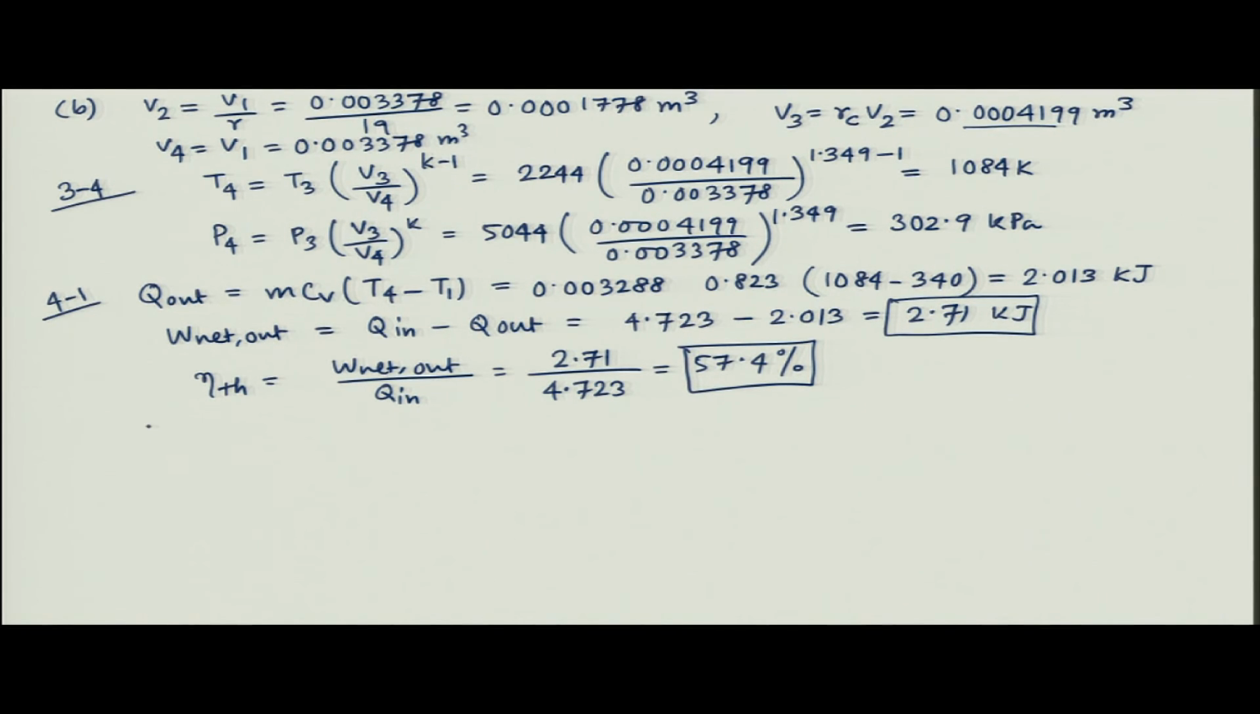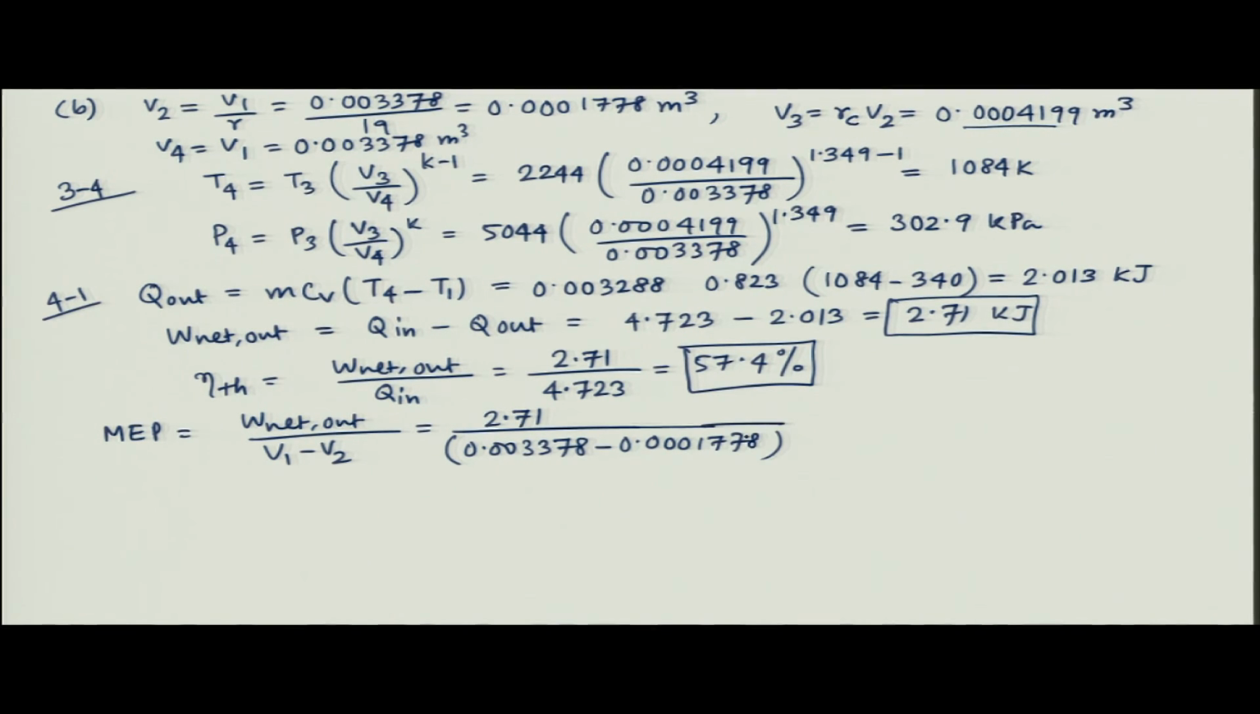Now, we need to find the mean effective pressure. So, you already know mean effective pressure is the net work output divided by V1 minus V2. So, it is 2.71 kilojoule and V1 minus V2. V1 is 0.003378 and V2 is 0.000178 meter cube here, right. So, you can find the mean effective pressure, it should be 847 kilopascal.